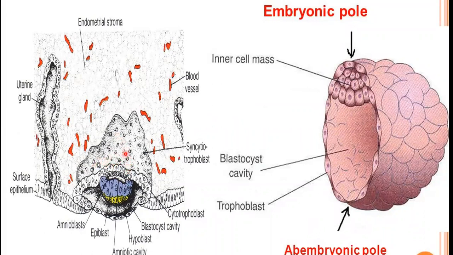Mitotic divisions are present in the cytotrophoblast. The cells in the cytotrophoblast, here you are seeing this, undergo rapid multiplication and give rise to new cells. It is proliferating at a very fast rate. Since they are giving rise to new cells, the new cells start moving outside. And since they are moving outside from the cytotrophoblast, they lose their membrane.